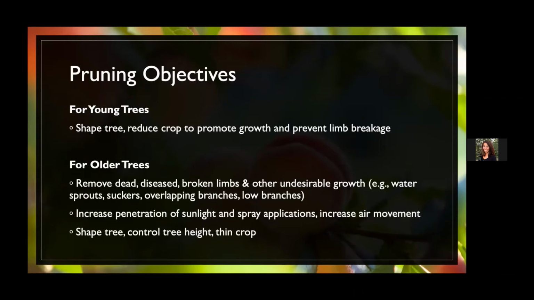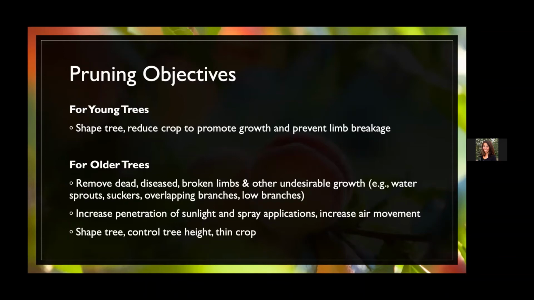And really what we need to be doing is ensuring that there's a good structure on those young trees that can support good crops later on in their life. So as those trees get older, we're concerned with some other things. Of course, we want to be removing dead and diseased, broken limbs, and other undesirable growth. So I have some examples of what that is here.